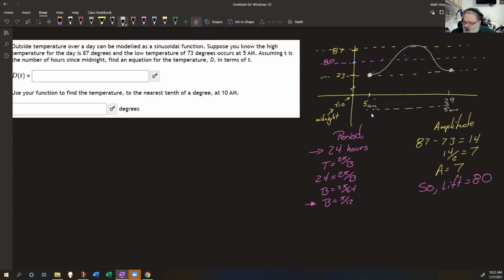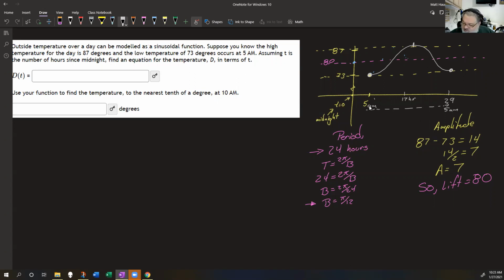So if we wanted to graph one period, that's where our one period is. This maximum would have to be halfway through. So that maximum would be 12 hours later. So that would be at 17 hours after midnight, or 5 o'clock in the afternoon.